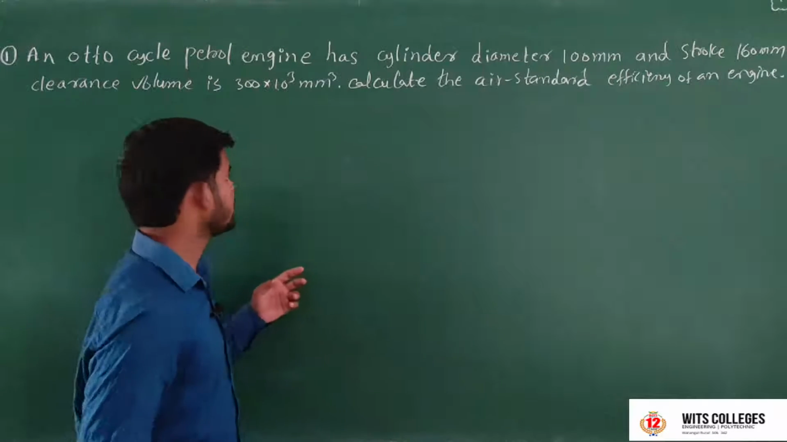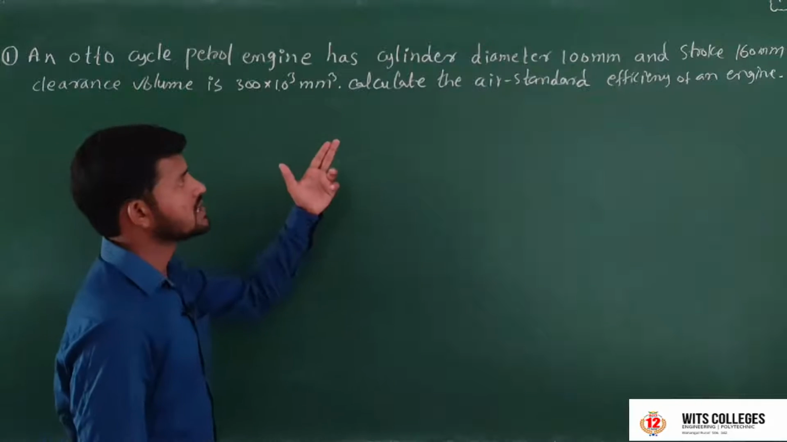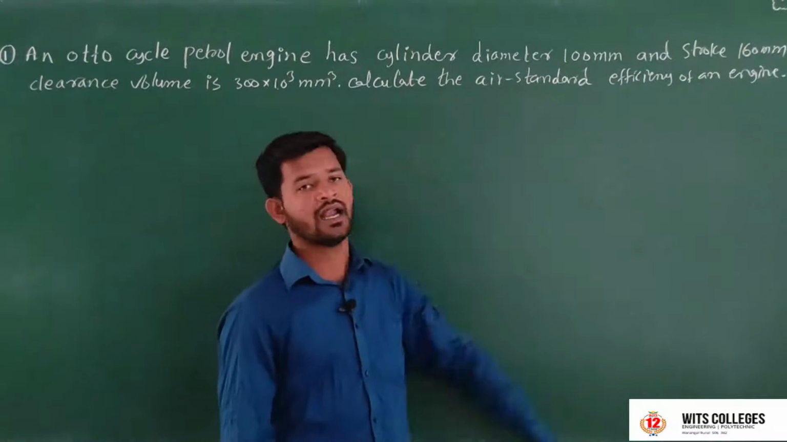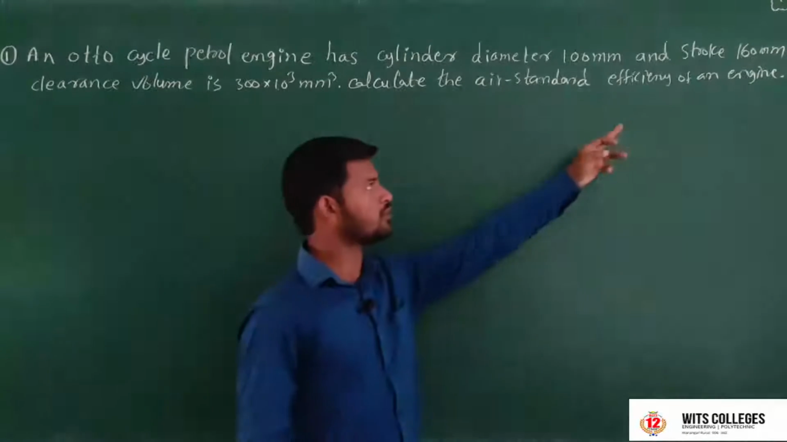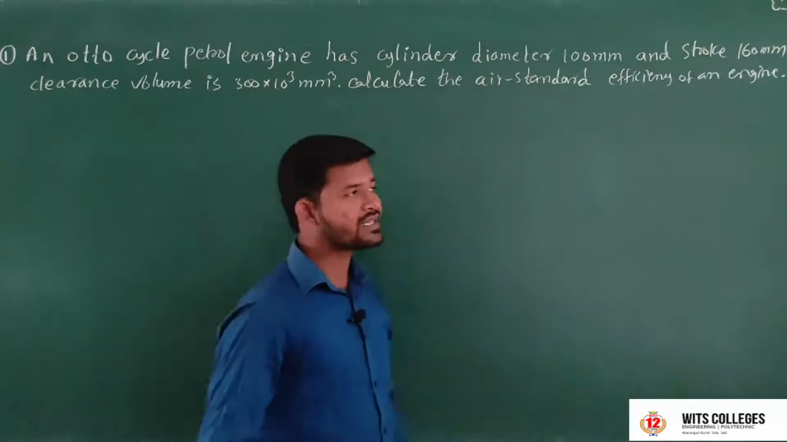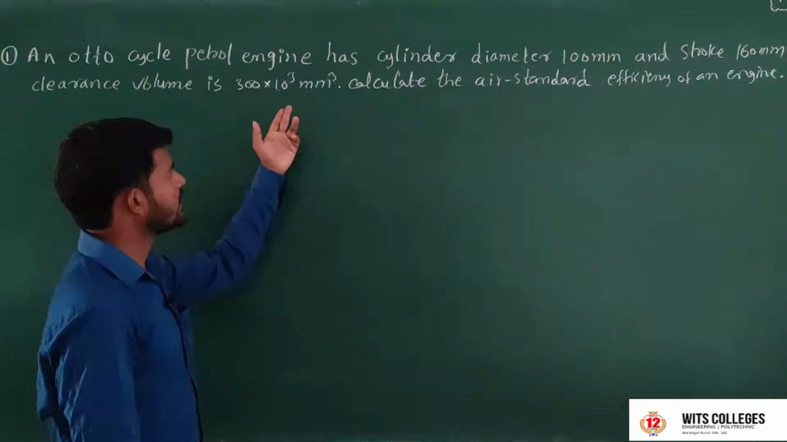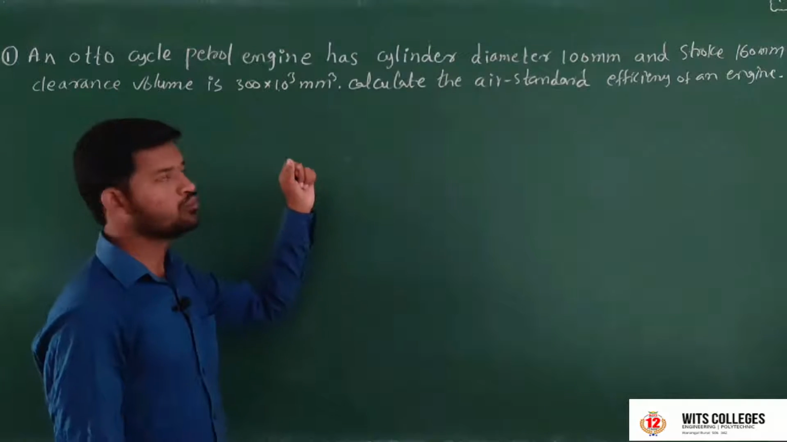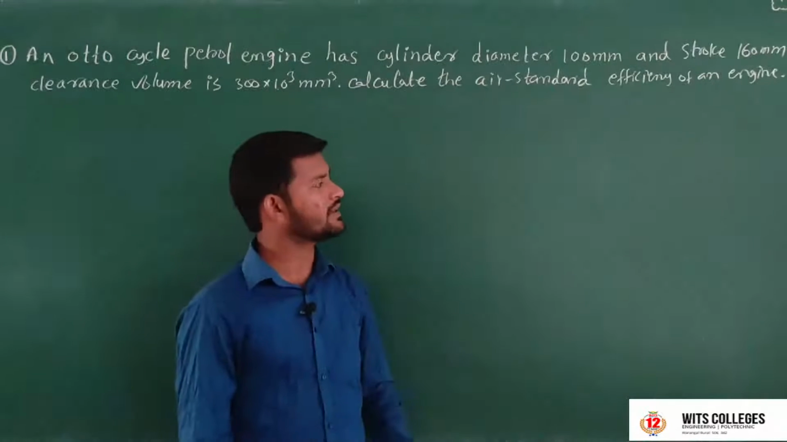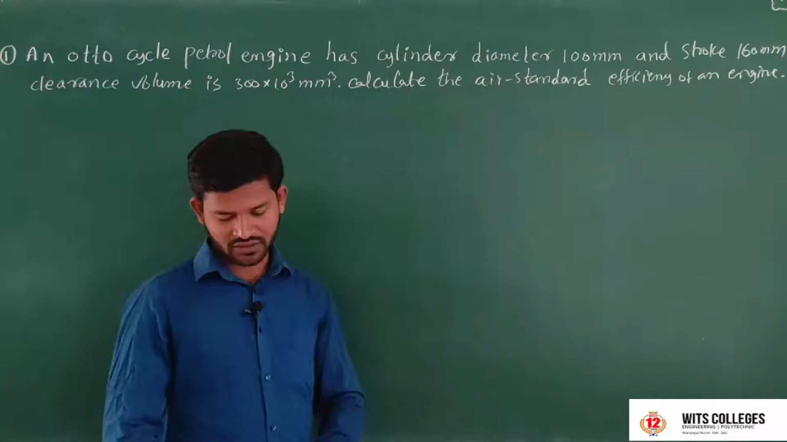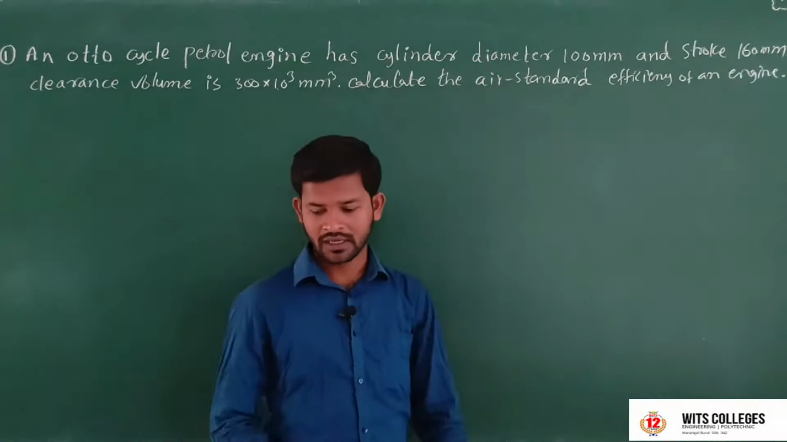The problem is given as: an Otto cycle petrol engine has cylinder diameter 100 mm and stroke length 160 mm, and clearance volume is 300 × 10^3 mm³. Calculate the air standard efficiency of the engine.